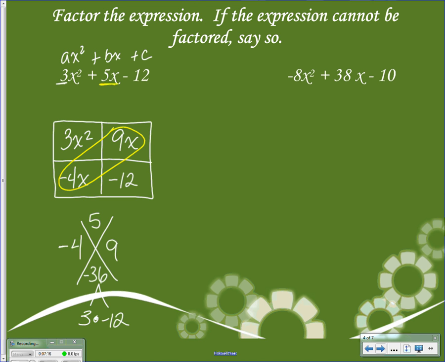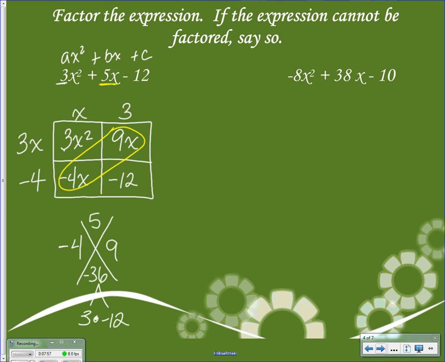So now I'm going to factor. What can I take out of 3x squared and 9x? Well, I can take a 3x out of that. And what can I take out of negative 4x and negative 12? Well, I can take a negative 4. I'm going to do the same thing vertically now. What can I take out of 3x squared and negative 4x? Well, the only thing I can take out of there is an x. And what can I take out of negative 9x and negative 12? Well, 3 goes in both 9 and negative 12. So I can take a 3 out of there. And only one of the terms has x, so I can't take an x out.